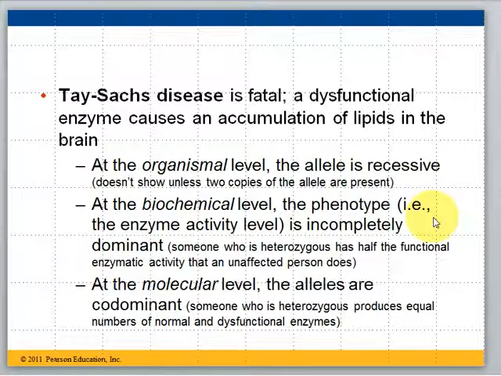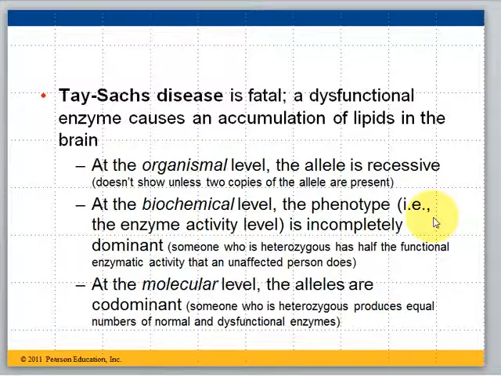At the biochemical level, the phenotype, again, would be the enzyme activity, whether or not the enzyme works. That is what we would call incomplete dominant, because if you are heterozygous for the Tay-Sachs allele, you have half the functional enzymatic activity of a normal person.